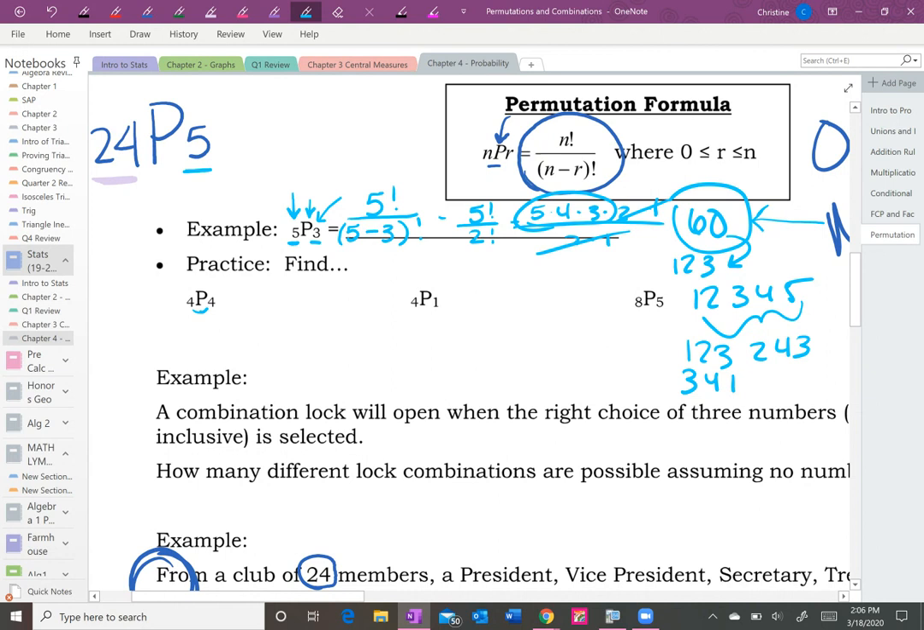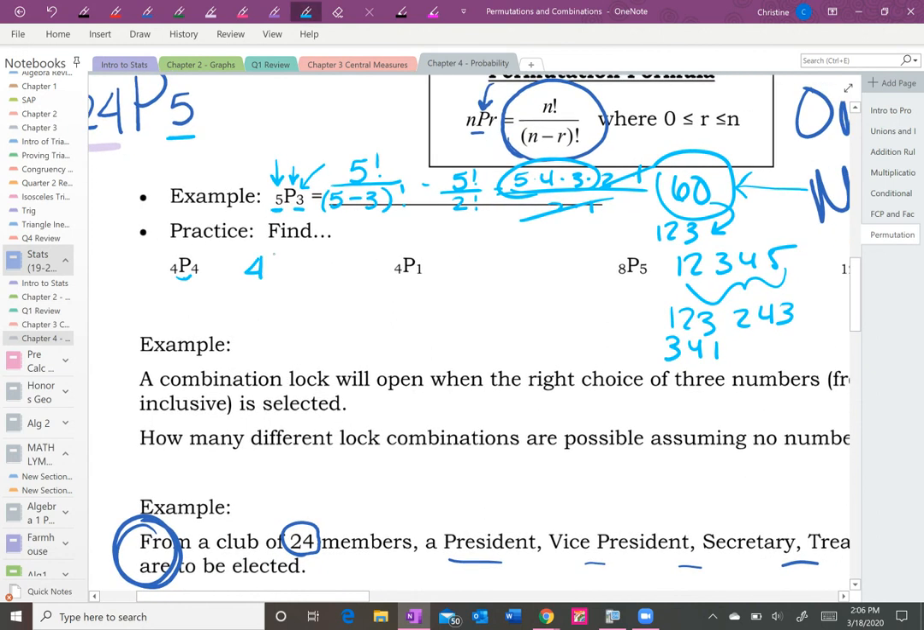4 pick 4. It's going to be 4 factorial over 4 minus 4 factorial. 4 minus 4 is 0. Remember, 0 factorial is 1. And so then this is just 4 factorial, which is 4 times 3 times 2 times 1, or 12 times 2, 24. So there would be 24 different ways to do that.